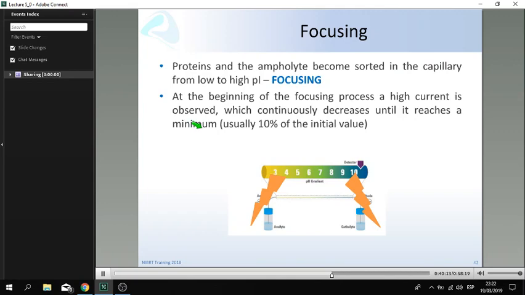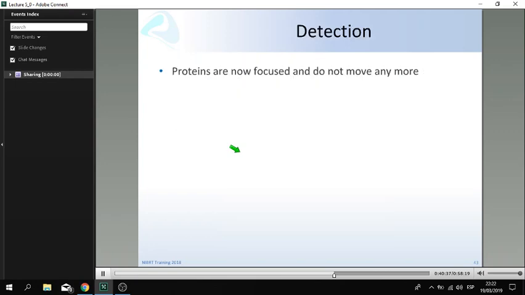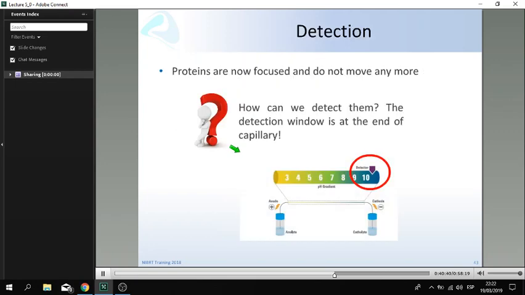Okay, so at the beginning of the focusing process we have a high current because everything is moving, but this current is then decreasing over time as our samples and everything is reaching their pI points where they're neutral and they don't move in electric field anymore. Now we don't have anything to transfer the current, so we'll get a real decrease of current, usually to 10% of initial value. Okay, so proteins are focused now and they don't really move anymore.